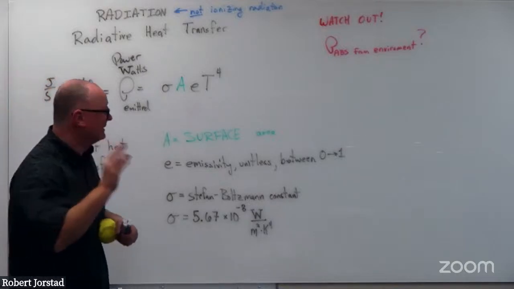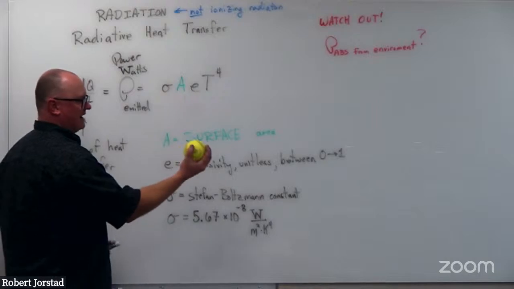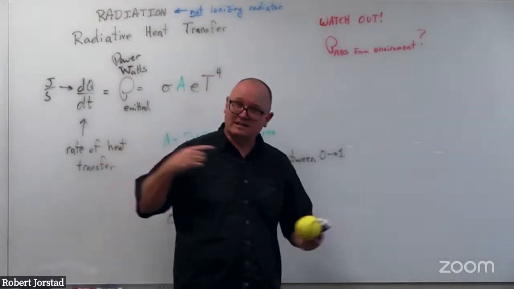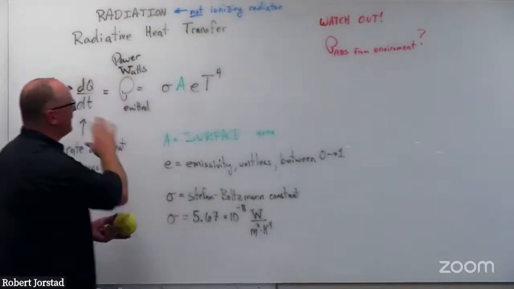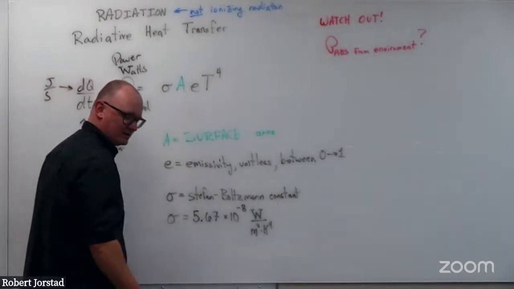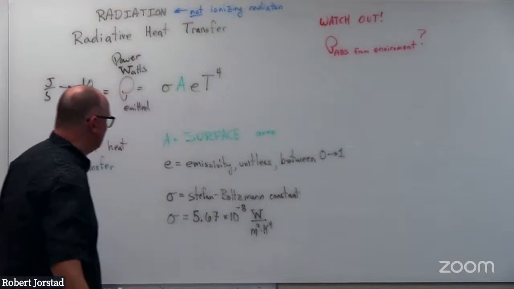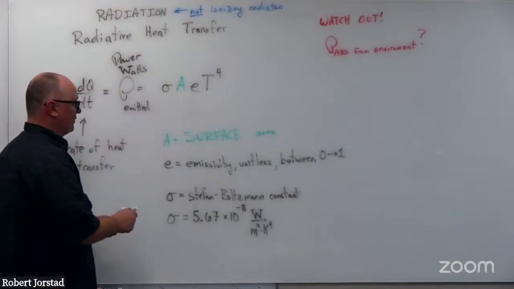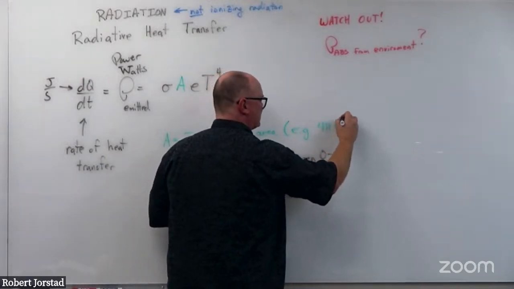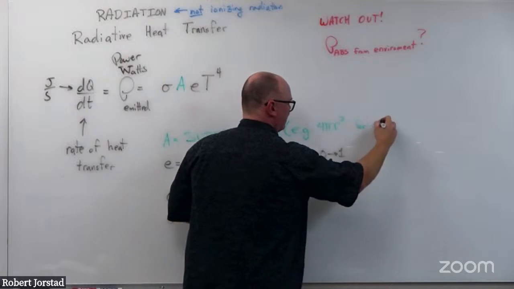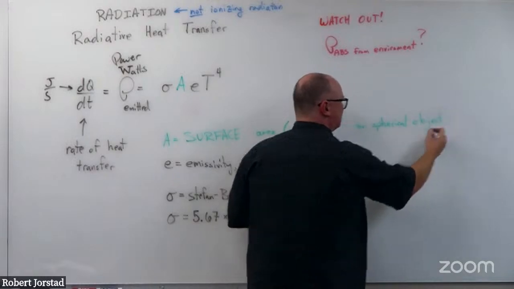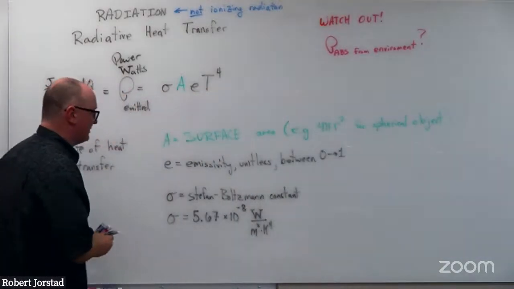My bad. Okay, A is the surface area, right? Not the cross-sectional area. The cross-sectional area is for conduction through a pipe. We're talking about radiation here, so the entire surface is radiating, not the cross-section. Sorry about that. So in this case, for example, 4 pi r squared for a spherical object. All right, there goes the ball. Dropped the ball on that one.